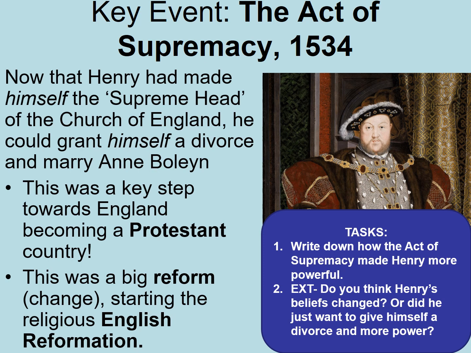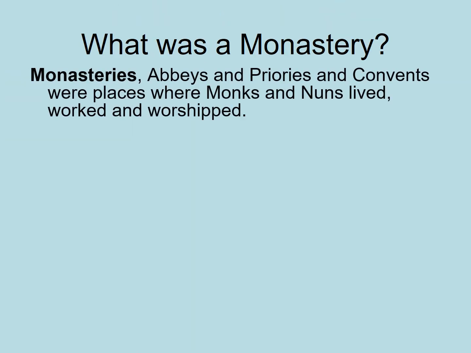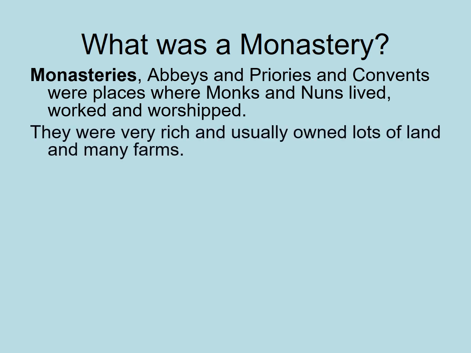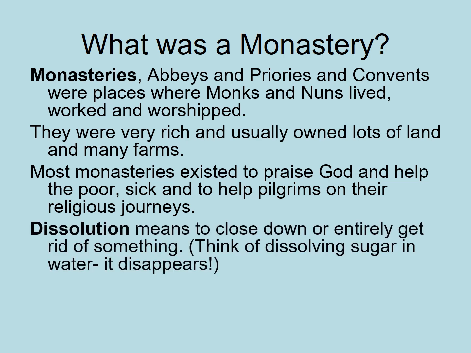Let's move on to one of the key effects of the break from Rome. What was a monastery? Monasteries, abbeys, priories and convents were places where monks and nuns lived, worked and worshipped. These were people who devoted their entire lives to the worship of God. They were very rich and usually owned lots of land and many farms called granges. Most monasteries existed to praise God and to help the poor, sick, and help pilgrims on their religious journeys.